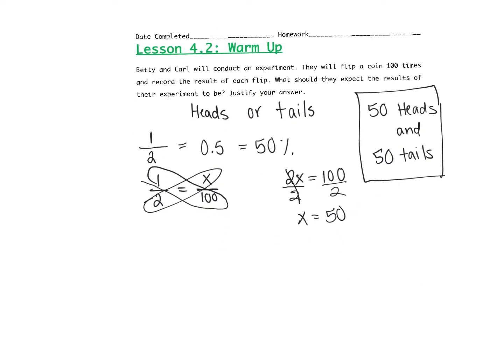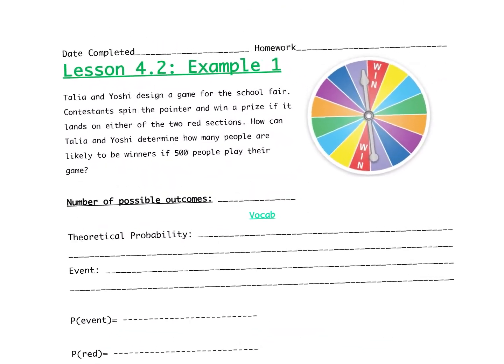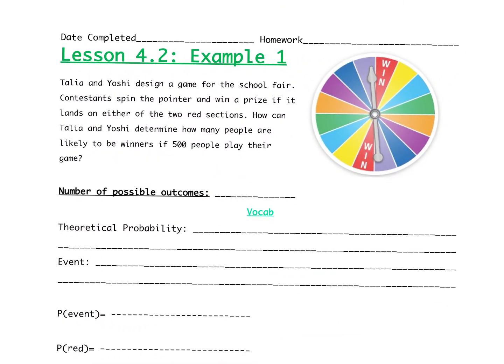So let's try 4.2 example 1. Talia and Yoshi design a game for the school fair. Contestants spin a pointer and win a prize if it lands on either of the 2 red sections. How can Talia and Yoshi determine how many people are likely to be winners if 500 people play their game?